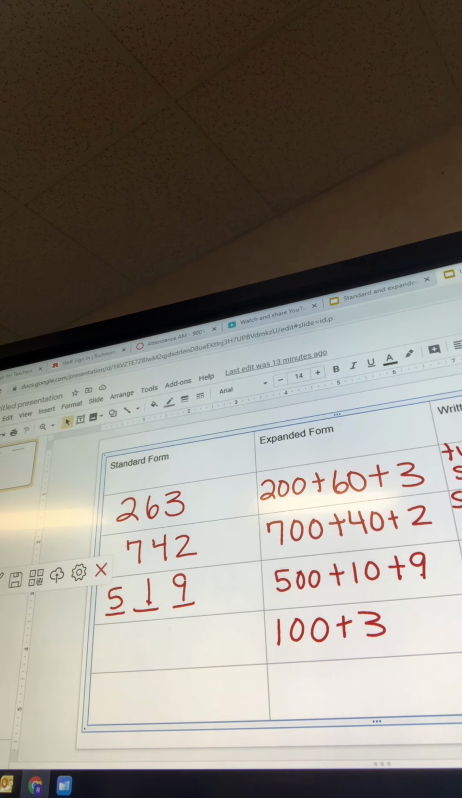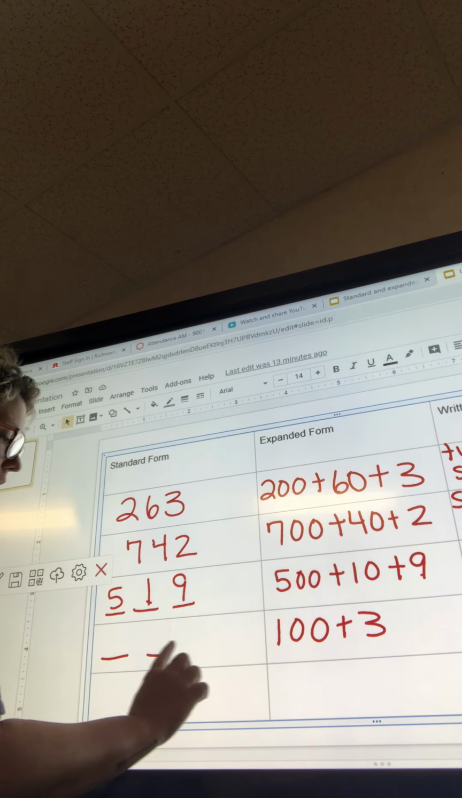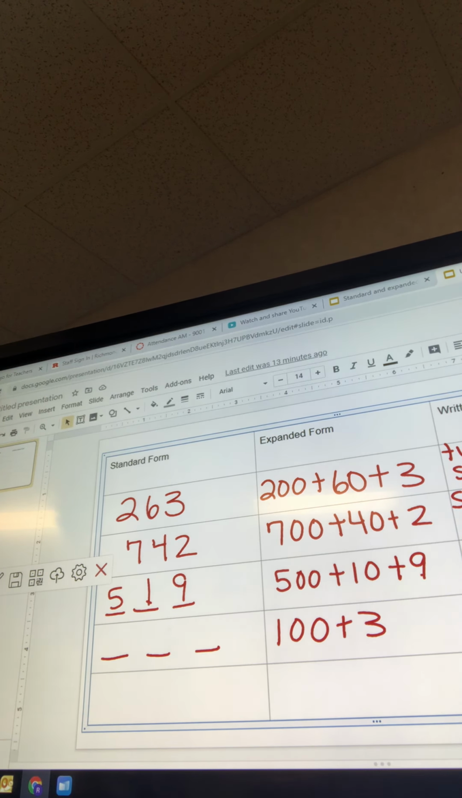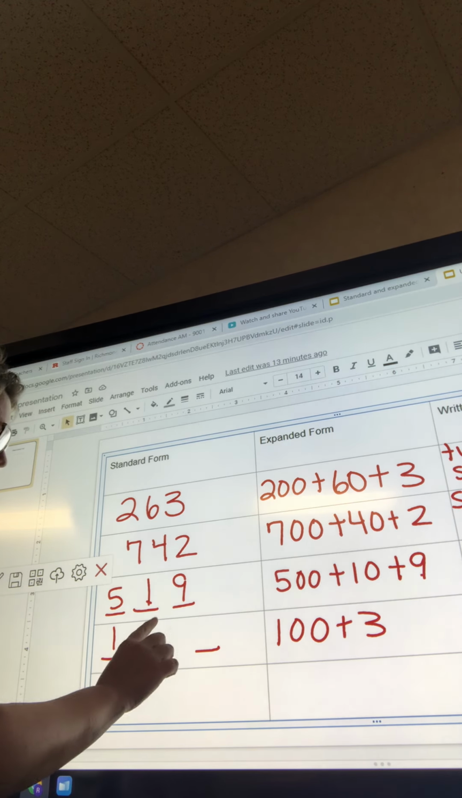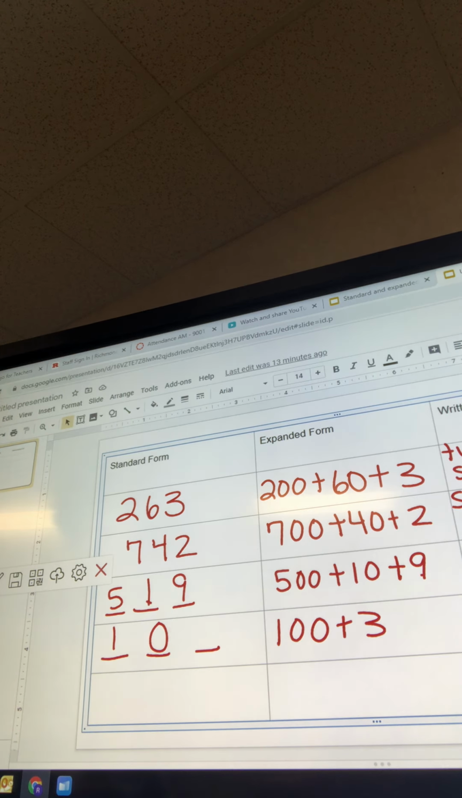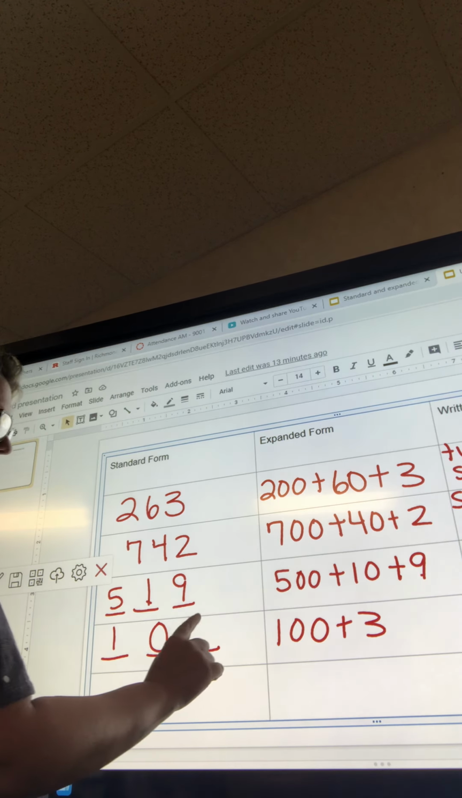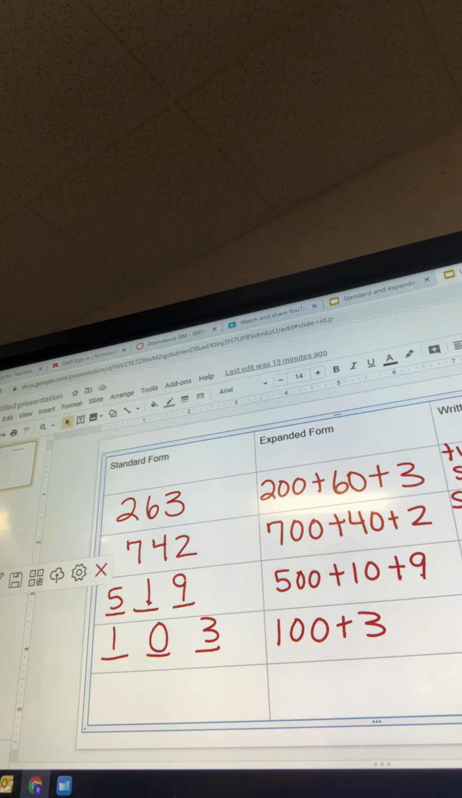Again, because I know I have 100, I know it's going to be a 3-digit number. I'm going to have 1 in my hundreds place. I don't have any tens. I need to put that 0 there as a placeholder. And the number in my ones is a 3.